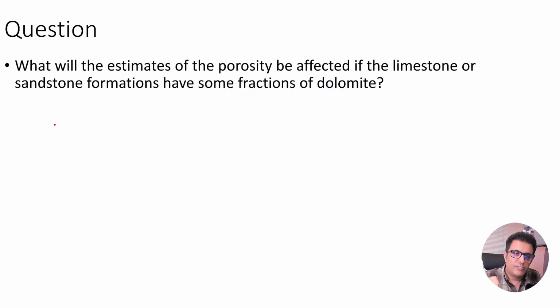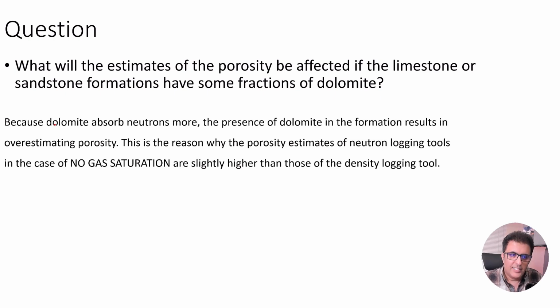Now just let me ask you another question. How will the estimate of the neutron porosity be affected if the limestone or sandstone formations have some fraction of dolomite? So assume that we have a sandstone formation with some dolomite or a limestone formation with some dolomite. So how will the estimate of the porosity be affected by dolomite? Yeah, that causes somewhat of an overestimation of the porosity because dolomite can significantly attenuate neutrons.